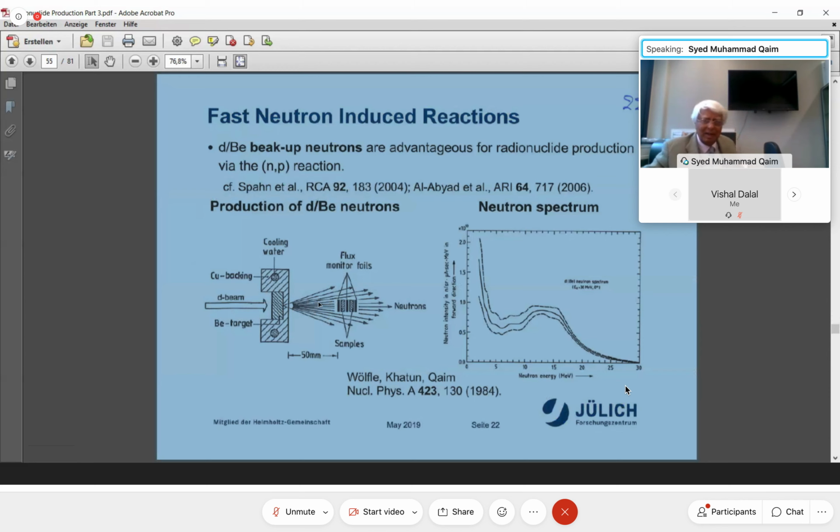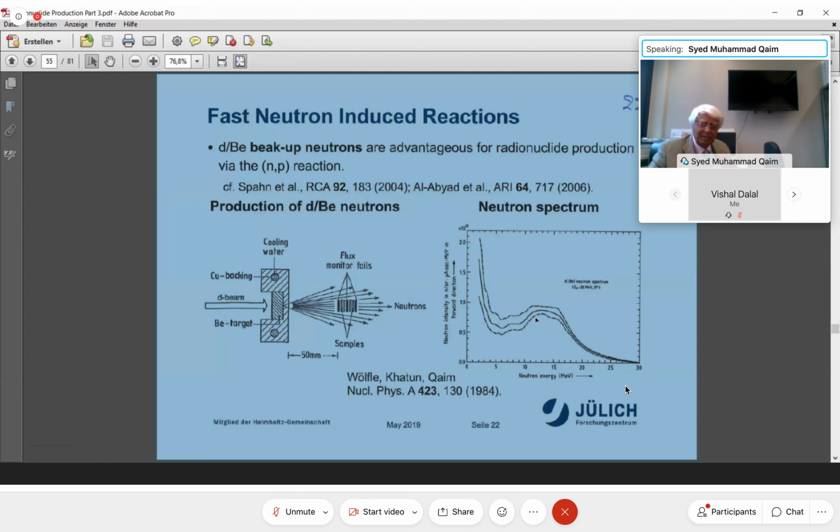The spectrum again is a very broad spectrum. We have here the neutron spectrum from 30 MeV deuterons falling on a beryllium target. You see the spectrum here, intensity, and this is the energy. First a low energy component decreasing, and then this maximum comes. This maximum is the breakup neutron peak.